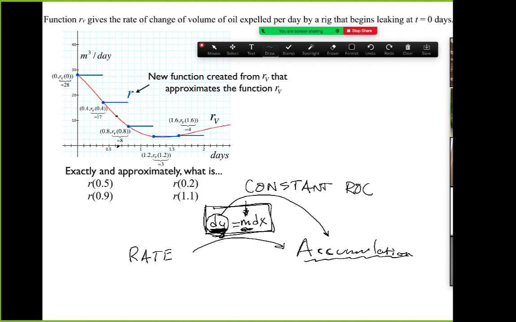So this is our key to get going on accumulation: little variations in our quantity. How do we find them? Using the constant rate, right? Using the constant rate times a little change in our independent variable.